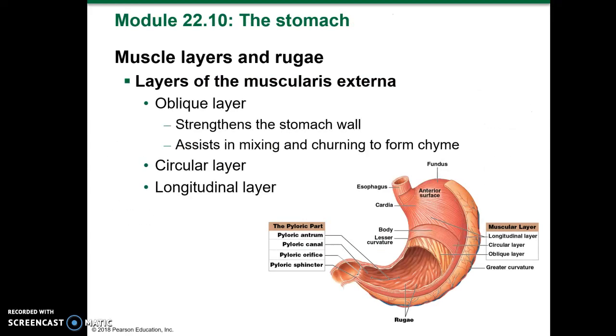If we look at the layers of the muscularis externa, you see there is an oblique layer internally. It strengthens the stomach wall. It assists in mixing and churning to form the chyme. Then we have a circular layer and then a longitudinal layer.